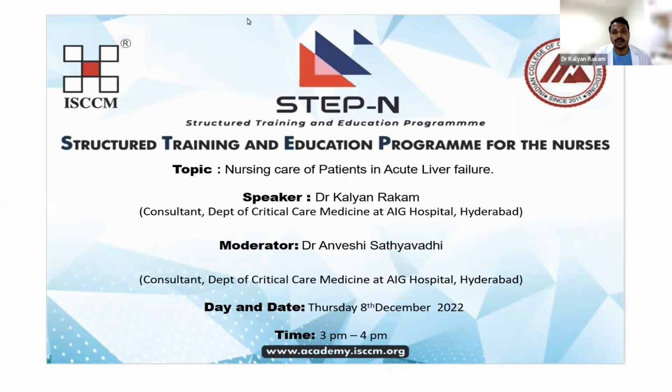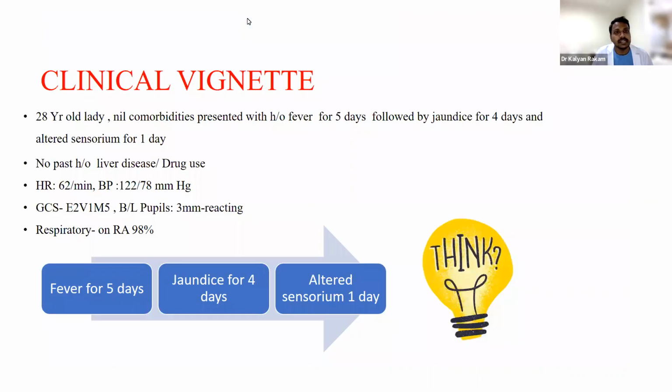So let us learn about nursing care of a patient in acute liver failure through a case vignette. So here is a clinical vignette. Here is a 28-year-old lady with no comorbids presented with fever for 5 days, followed by jaundice for 4 days and altered sensorium for 1 day. In her past history, there is no history of any liver disease or drug abuse.